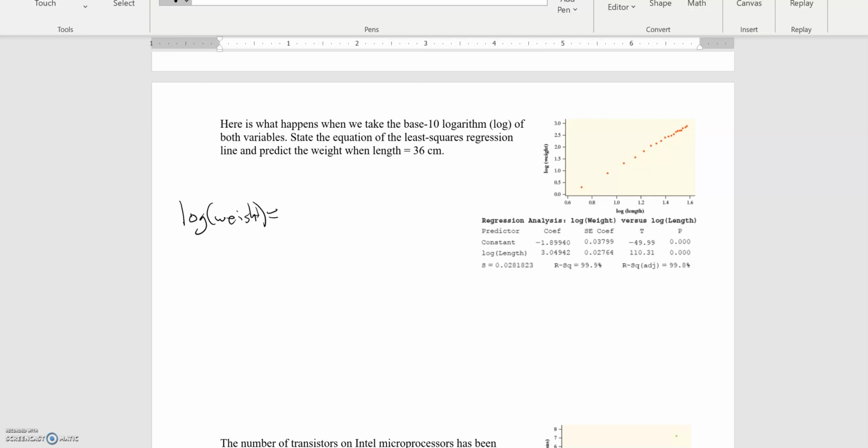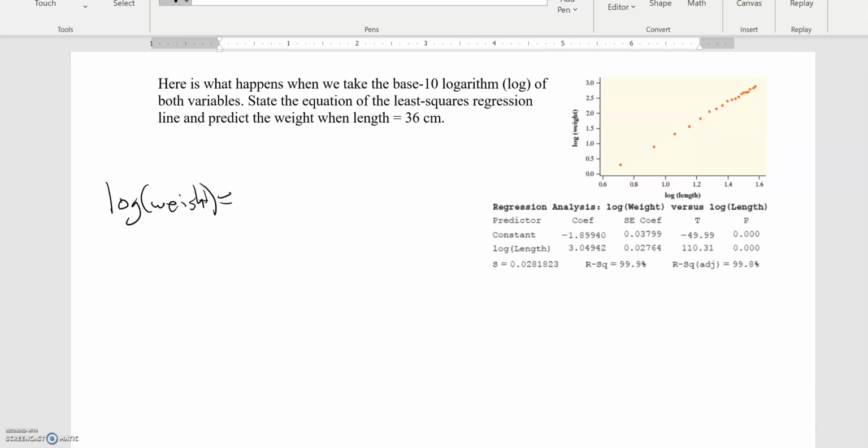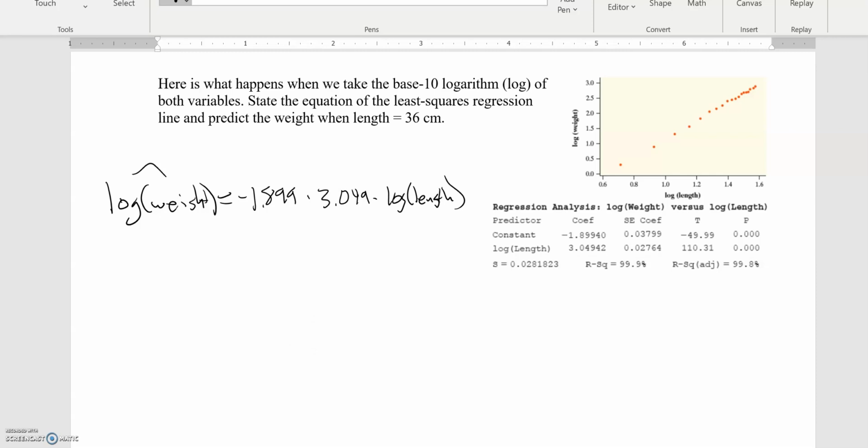equals, and then my coefficients. Blow it up a little bit, make it a little easier to read. Actually, it's more to make it easier to write. Negative 1.899 plus the coefficient for the x variable, 3.049, times my x variable, which is log of length. I need a hat on that, but otherwise there's my equation. Perfectly reasonable equation. It's just both variables have been transformed.